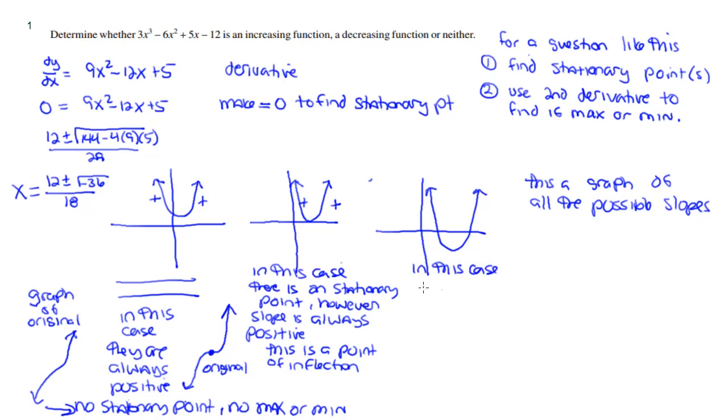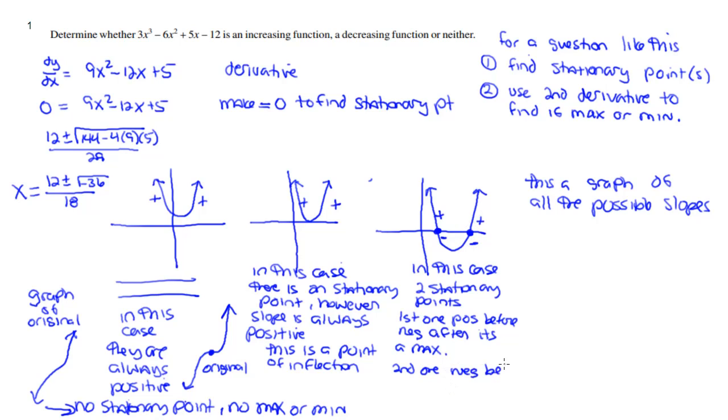Now, in this next one, again, we're looking at a graph of the derivative. There's two stationary points. And you'll notice that before the first one, it's positive, and after it's negative. So that's going to make this one a maximum because before the point it's positive and then after it's negative. In the second stationary point, it's negative before it and positive after it. That's going to make that a minimum point.